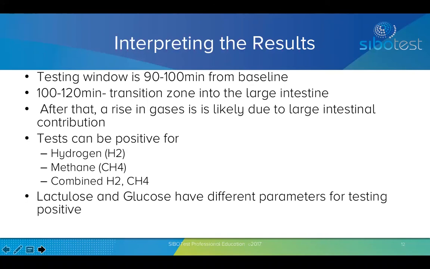After 120 minutes, a rise in either hydrogen or methane is likely due to the large intestinal contribution, or bacterial fermentation in the large intestine. Tests can be positive for hydrogen, methane, or a combined hydrogen-methane, as we'll see in a moment. Lactulose and glucose have slightly different parameters for testing positive.